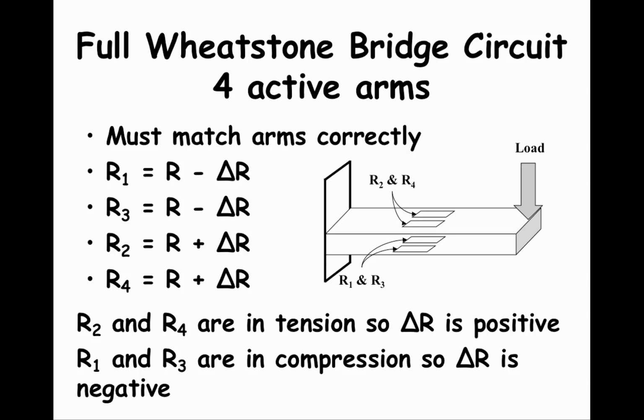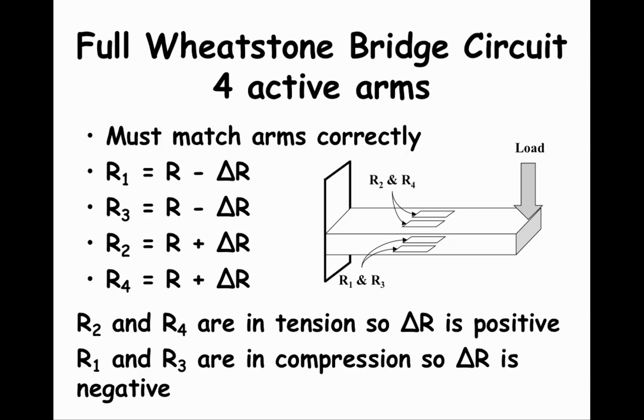Wheatstone bridge circuits have 4 arms, and we can make all 4 arms active. When all 4 Wheatstone bridge circuit arms are active, it is called a full bridge. Similarly to what we did with half bridge, we will need to specify where and how the strain gauges are mounted to get the most output possible with a full Wheatstone bridge circuit.